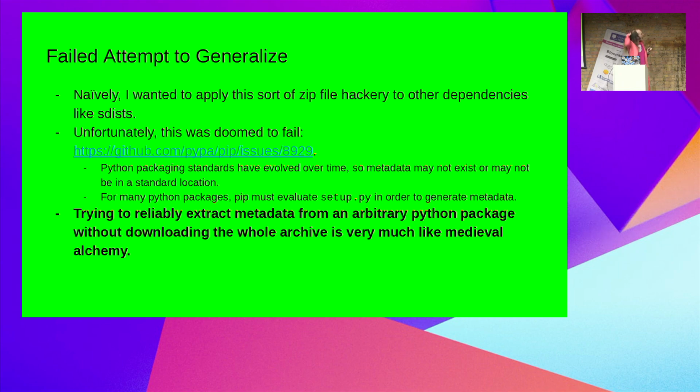And so, of course, the pip maintainers saw this. They'd seen my PR that, it wasn't actually super large, but they very clearly linked me to the discussion describing why sdists don't reliably have metadata or don't reliably have it in a specific place. And so 8929 was my attempt to use some very hacky solutions on other types of archives. And it was clear to me that this wasn't going to work.